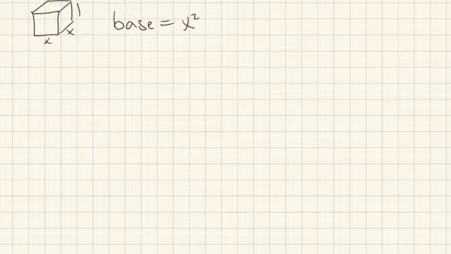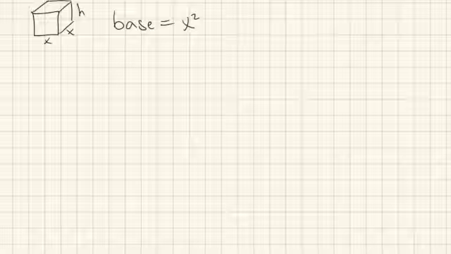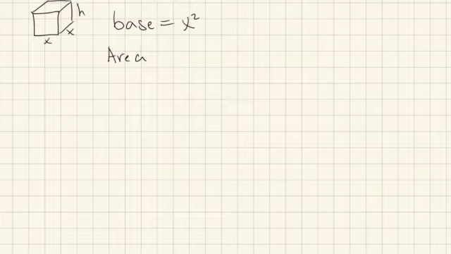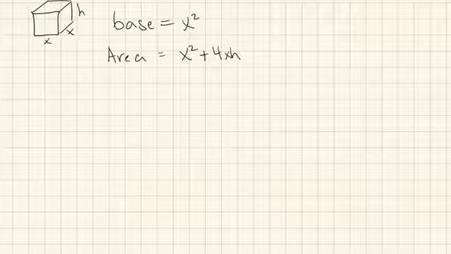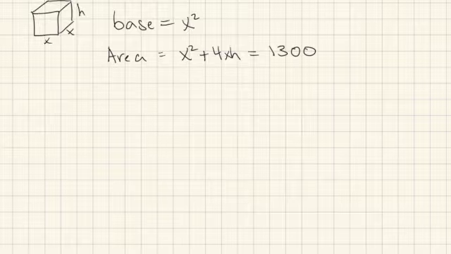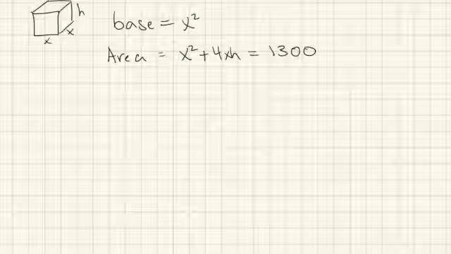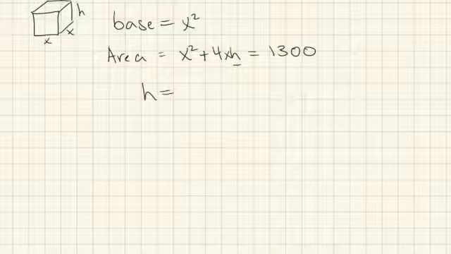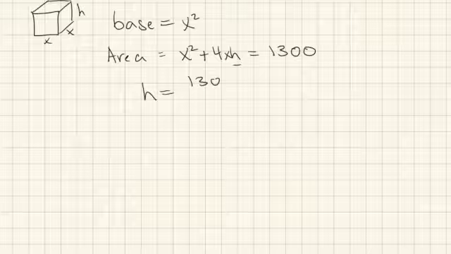And then the area of each side will be xh, and we have 4 sides, which means that our area will be equal to x squared plus 4xh, and we can set that equal to the amount of material we have. So this will be our constraint equation.